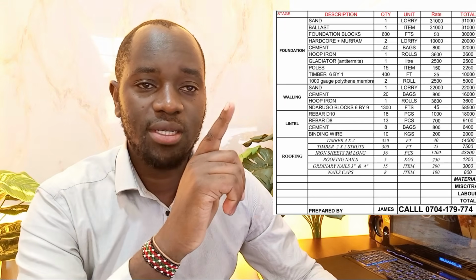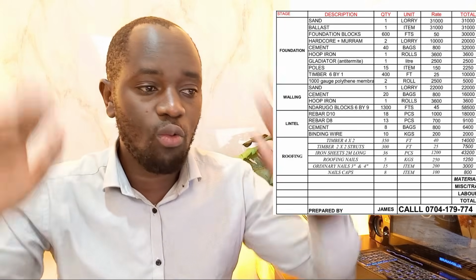For walling, you will need sand. Here, I would say that you buy sand, but because the sand you had bought for the foundation is still there, I would highly recommend, instead of using Tata, you buy with FSR. You understand? So that is going to be around 22,000, right? Now you need cement for the walls. I highly recommend you go with 20 bags. 20 bags of cement will be enough for the walling.